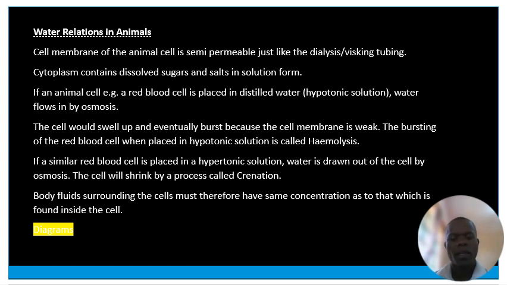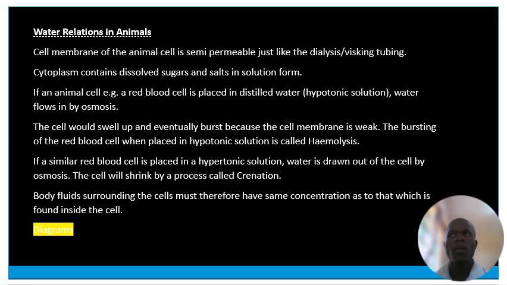We define hemolysis as the process whereby an animal cell is placed in a hypotonic solution. When we take an animal cell and place it in a hypotonic solution, we'll find that the cell will eventually burst. This is because the cell membrane is weak, so the cell will gain water by osmosis, the content of the red blood cell will enlarge and increase in size, and finally it will burst in a process known as hemolysis.